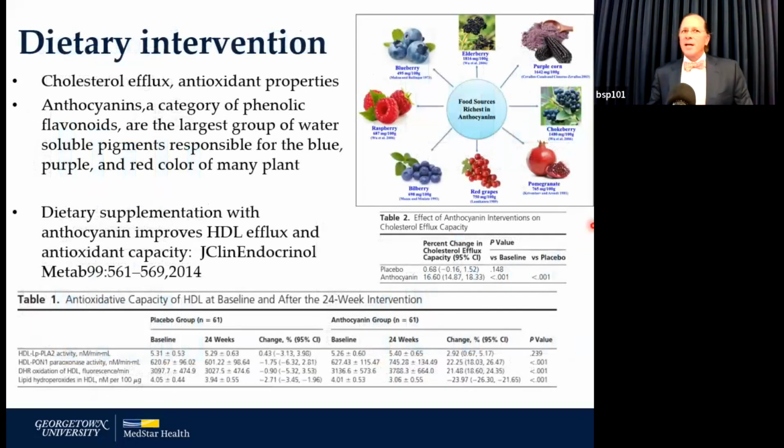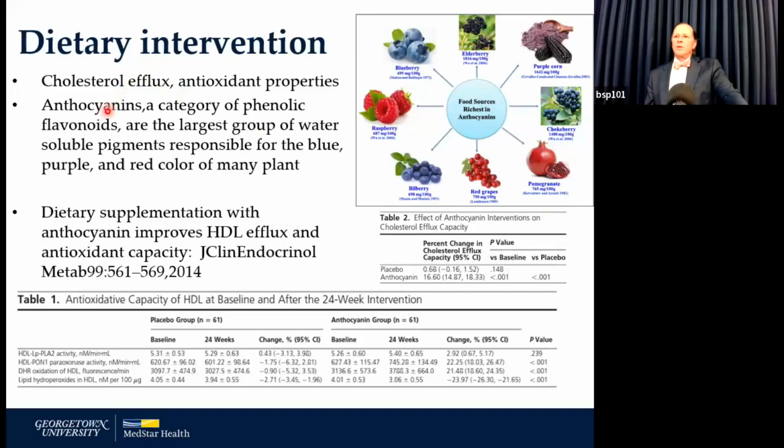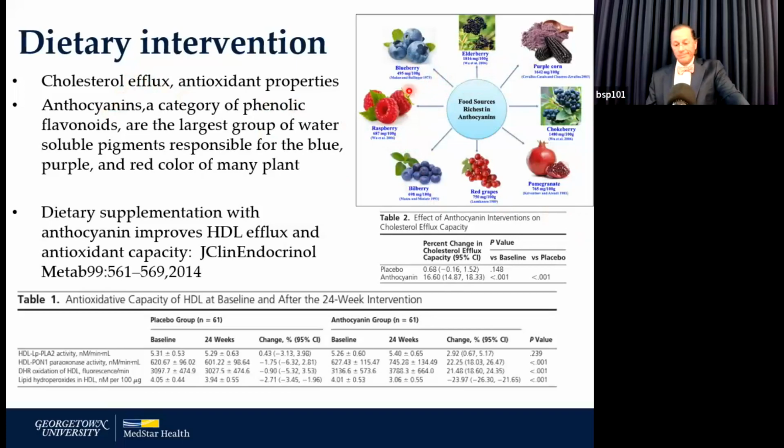The other thing I do is I recommend dietary change for HDL. So we're getting back to the inflammatory component. You can't change the inflammatory component with drugs, but you can with diet. Anthocyanins are the blue and dark pigments found in berries like raspberries, blueberries, bilberries, and blackberries, and pomegranates. These are water-soluble pigments, but they are also phenolic flavonoids, and they are strongly antioxidant.